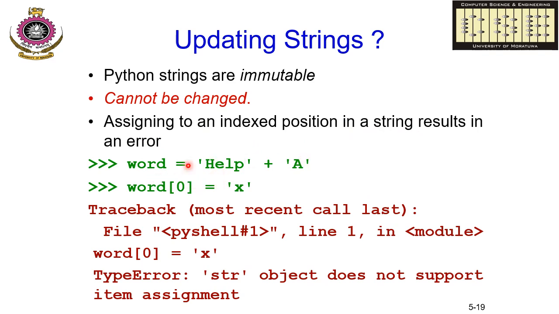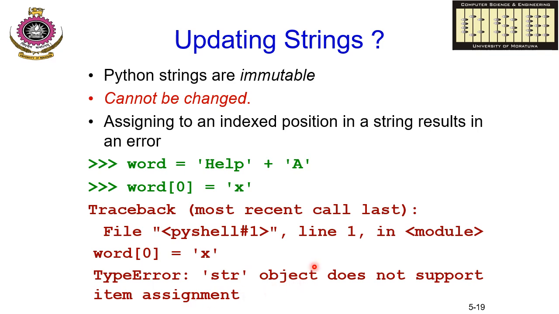For example, let's take once again the same word help A, which concatenates help and A. We will try to reference the index 0 element of the string, and try to assign or update the value at index 0 of the string. If you try this, you will notice that there will be an error. The error is a type error complaining: str object does not support item assignment.